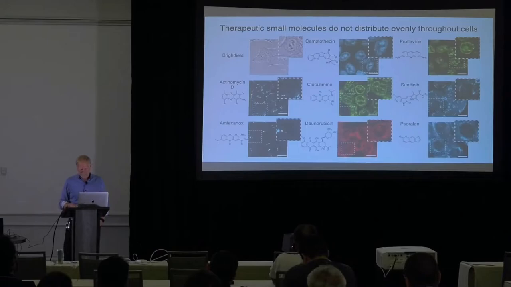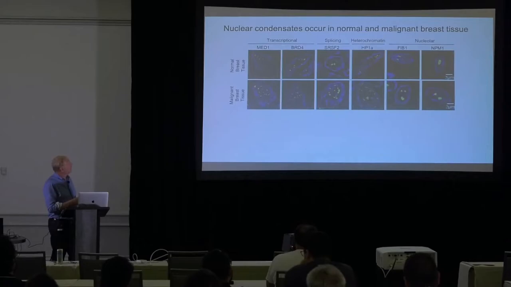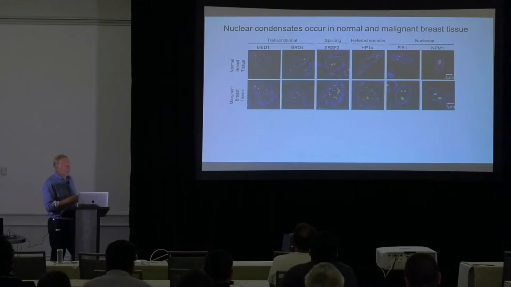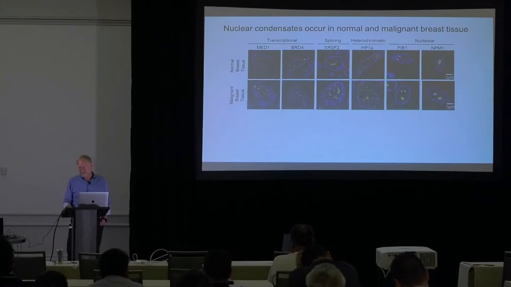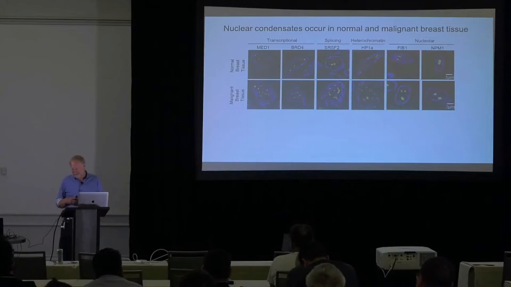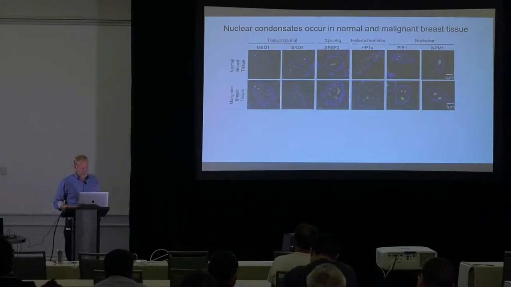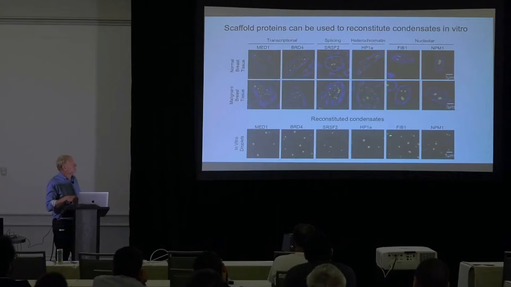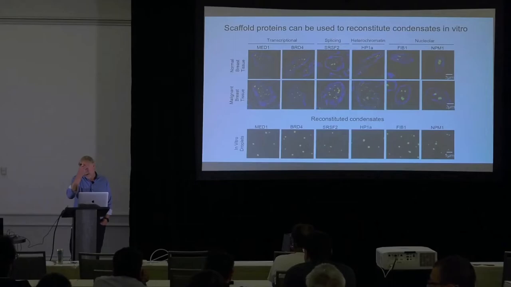Now, one of the things that's quite fun to do, and we were taught by others to do this, is to consider the scaffold proteins for various condensates. That is, the proteins that appear to be playing dominant roles in the condensate by having multivalent interactions. Simone Alberti introduced me to this idea. And so what we were able to do is to take scaffold proteins for transcriptional condensates and splicing condensates and heterochromatin microphases and various components of the nucleolus and purify them and make in vitro droplets.